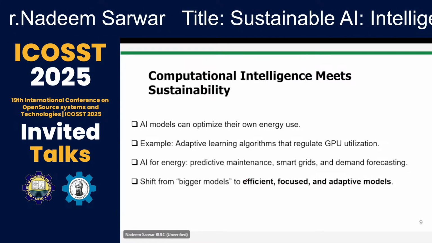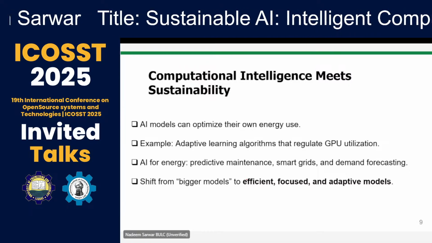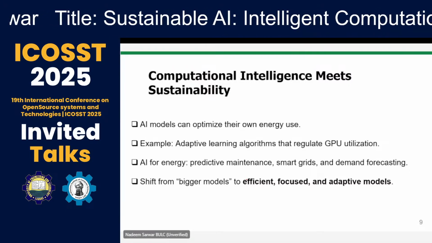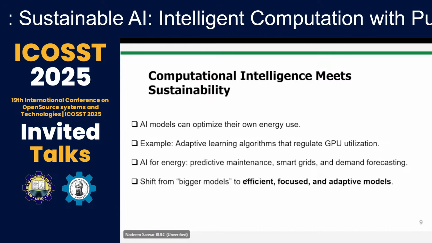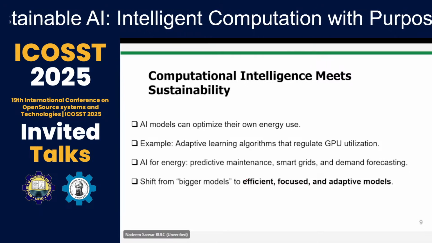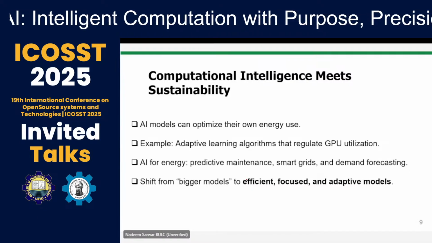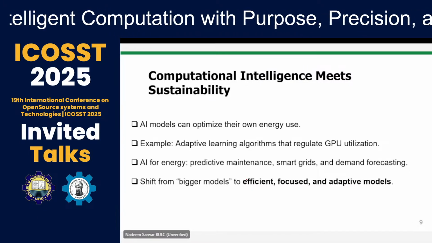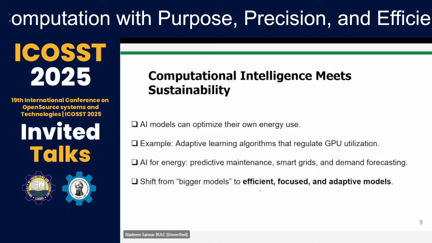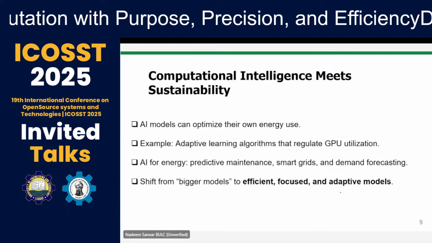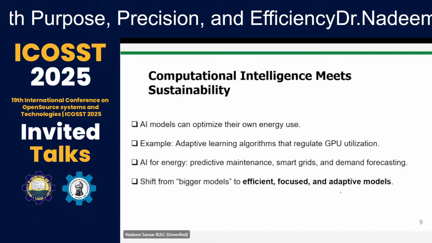So we can design AI models which optimize their own energy use, like adaptive learning algorithms that regulate GPU utilization. We can also use AI for energy management, like predictive maintenance, smart grids, and demand forecasting. We can shift from bigger models to efficient and adaptive models. Many programmers nowadays use bigger models, but they are not focusing on efficient and adaptive models. So we need to design efficient and adaptive models.